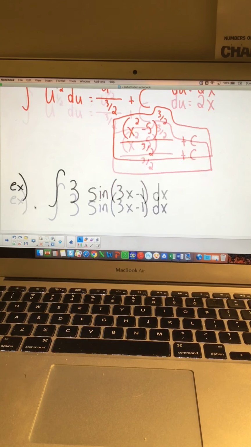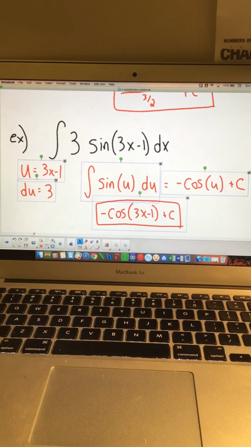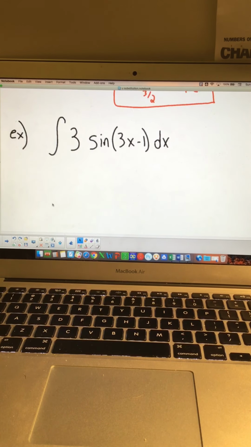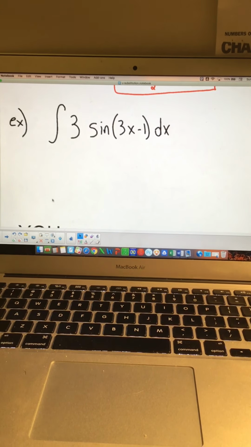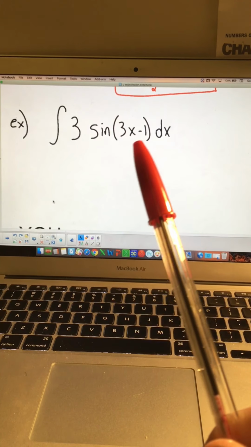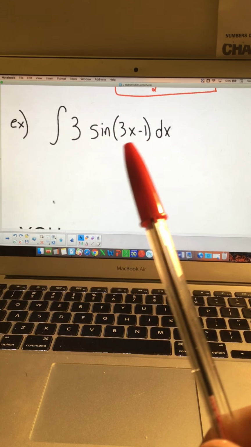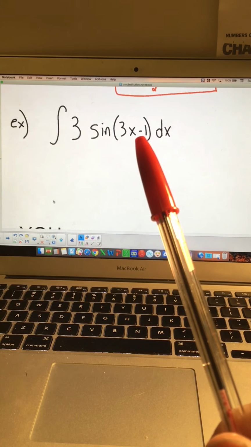Here we go. Let's get to the next part here. Just because it's a trig function doesn't change our thought process. The quantity is what we're going to make u.